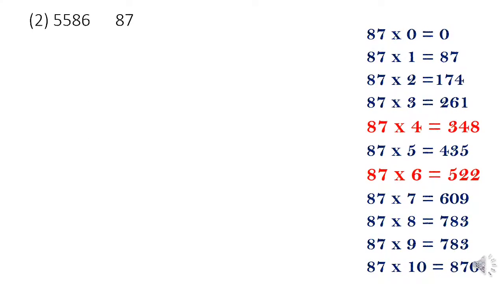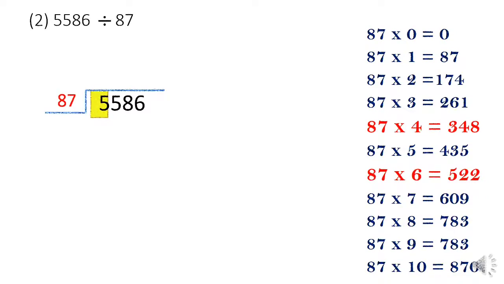Now, question number 2 is 5586 divided by 87. Here 5586 is the dividend and 87 is the divisor. So first of all, write the table of 87. Now to solve this division, there are again 5 steps. First step is to compare the digits.